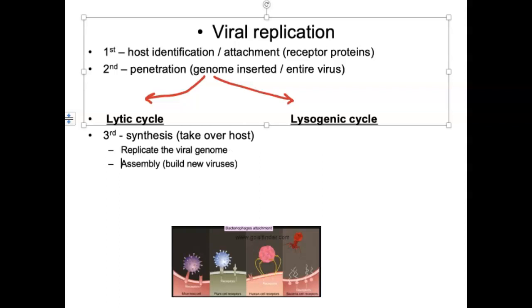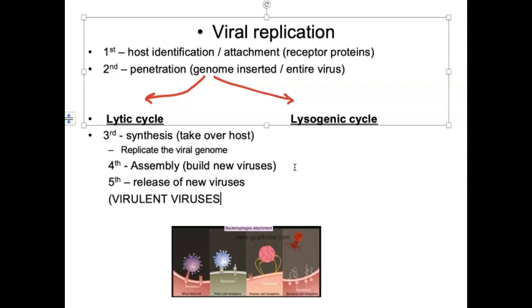All right, so the fourth step here is to assemble or build new viral particles. Okay, so we built new viral particles. And then the fifth step is releasing the new viruses. So the cell ruptures and new viruses get shot out. So that's what we're seeing happen here with this step of the viral life cycle. These guys are known as virulent viruses, bad viruses. So, all right, in the next part of the lecture, I'll talk about lysogenic.